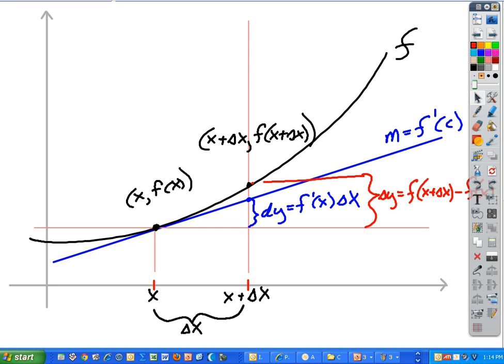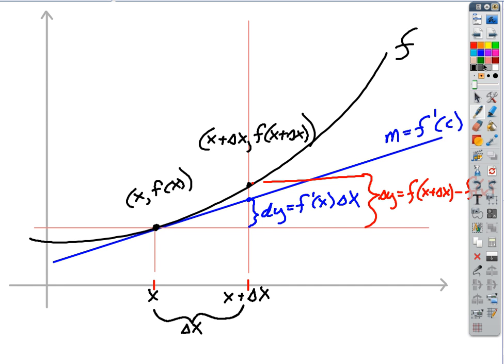Monday? No, this is new. This is new stuff. What we're going to look at today is section 390 in the book. It's called differential, linear approximations or differentials, whatever you want to call it, either or.